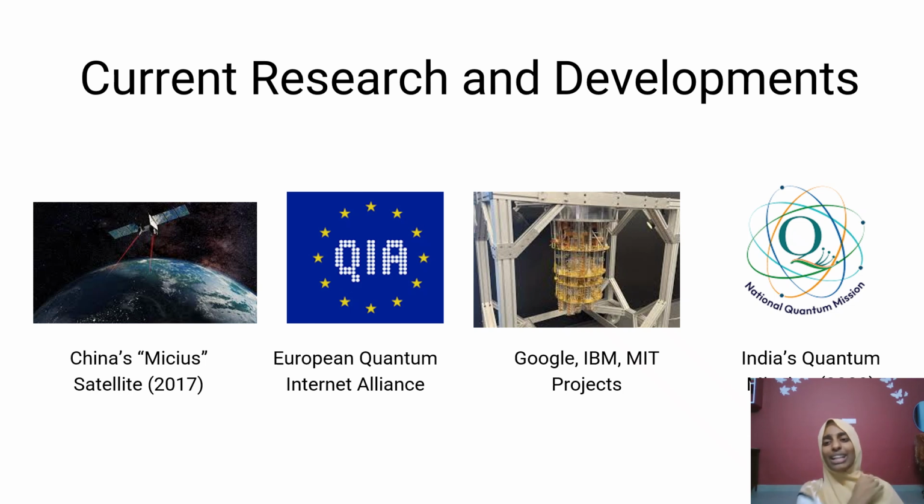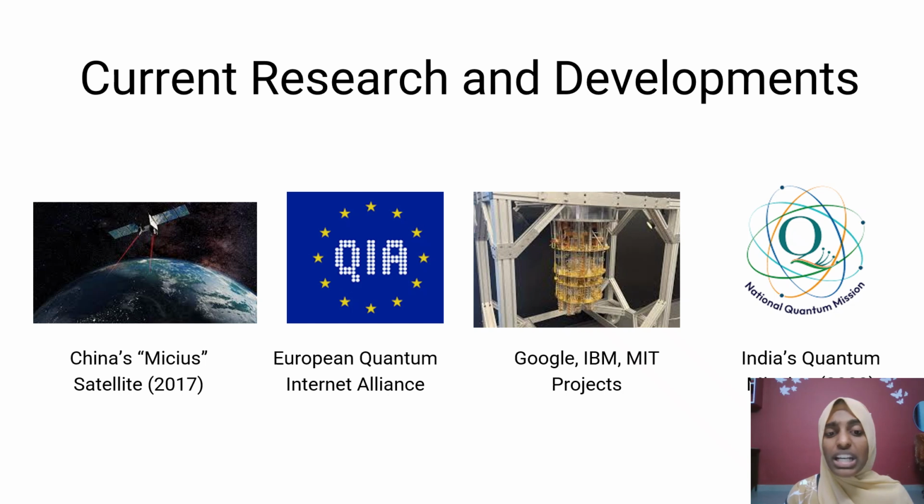So let's see what the current research and developments in quantum are. China was one of the first to introduce its Micius satellite in 2017, which was the first satellite used as a channel for quantum communication. Like in the components, I told you about quantum channels, which also use satellites. So this is the development done by China in 2017.